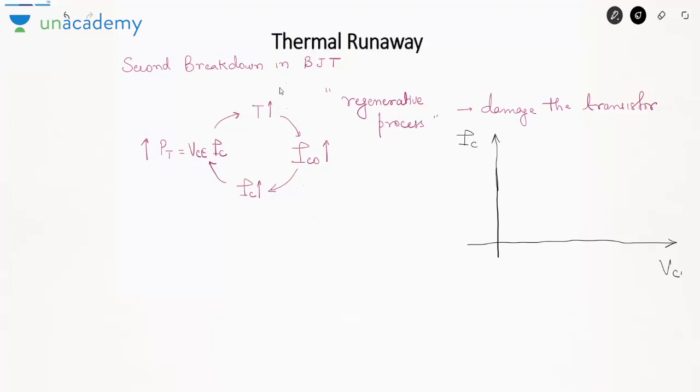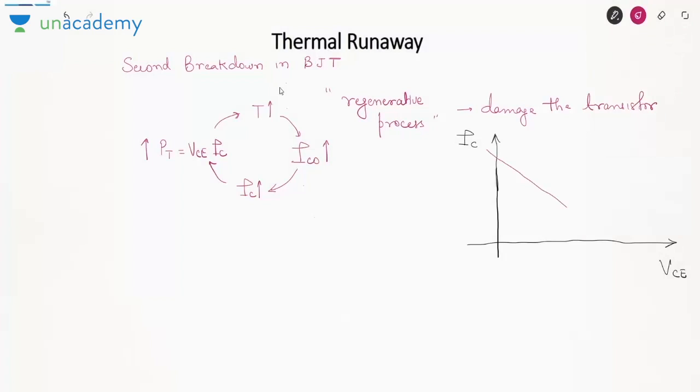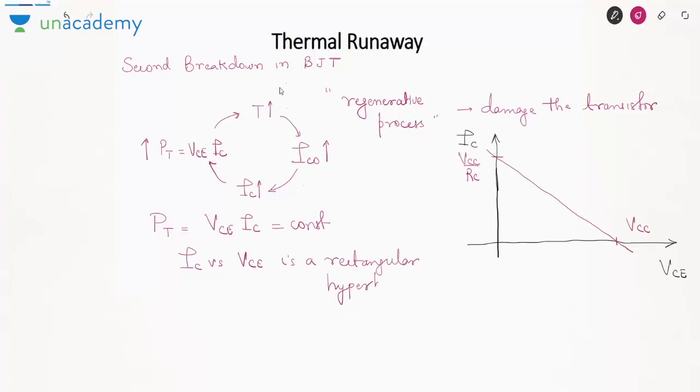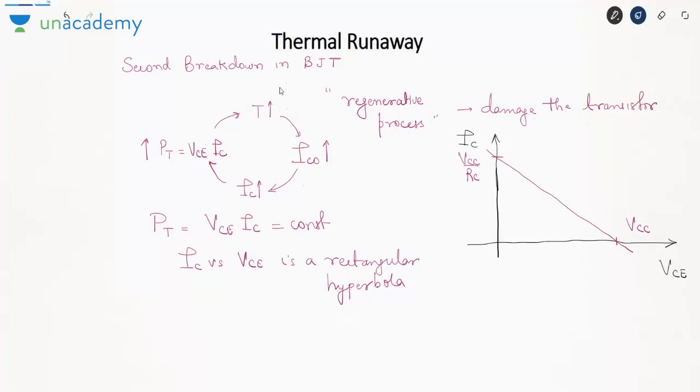The load line is plotted on the IC versus VCE graph. The load line is a decreasing graph like this. This current is VCC by RC, and this is VCC. Now we know that power in a transistor is VCE into IC. If I call it constant, what is the curve in IC and VCE? The curve IC versus VCE is a rectangular hyperbola. So let me draw a few hyperbolic curves to indicate power dissipation.